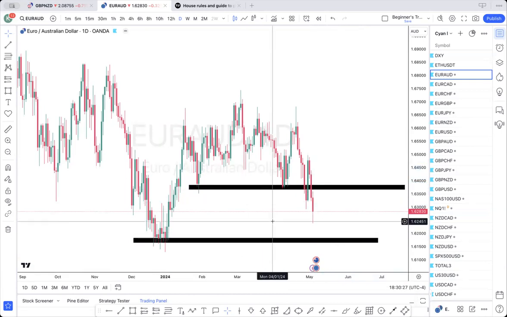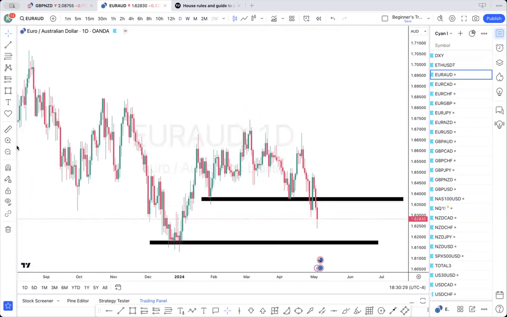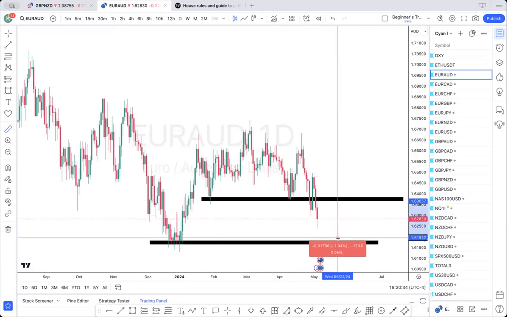Do you know how many pips that is? Can you check, please? 186 pips.